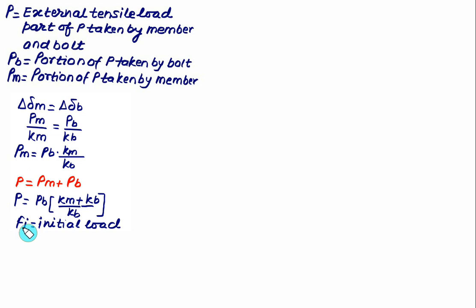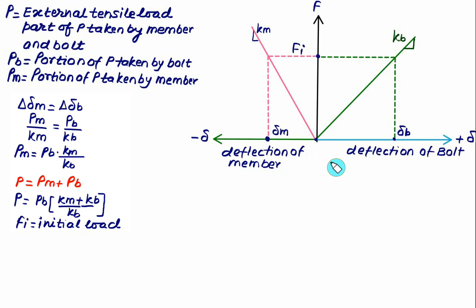Fi represents here the initial load, and this initial load is a negative value in the case of the member and a positive value in the case of the bolt. We already discussed this graph here. Here delta B is the deflection of the bolt, delta M is the deflection of the member. Here delta M will be taken as compression because it is plotted on the left hand side, and delta B is taken as tension because it is plotted on the right hand side. This value of Fi will be equal to Km multiplied by delta M, and you have to treat this value as negative. The value of Fi is equal to Kb multiplied by delta B, which you have to take as positive.